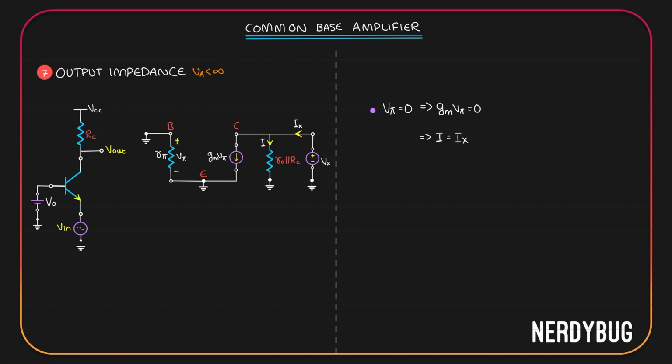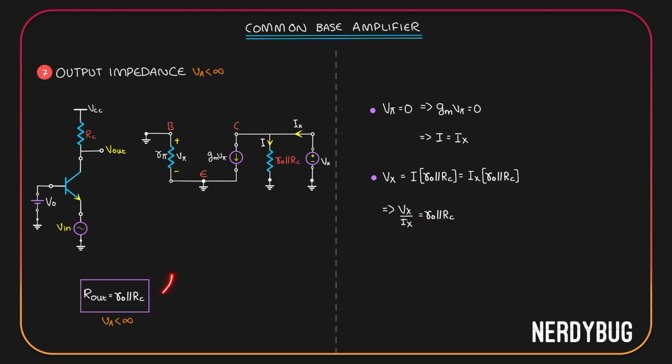Let us write this down. V pi is 0, so Gm V pi is 0. That makes I equal to Ix. Now Vx is the potential that drops across R0 parallel to RC. So using Ohm's law, we can write Vx is I multiplied by R0 parallel to RC. But I is equal to Ix, so we get Vx is Ix multiplied by R0 parallel to RC. That gives us Vx by Ix is simply R0 parallel to RC, which will be our output impedance. R0 parallel to RC is our output impedance when the early voltage is finite.